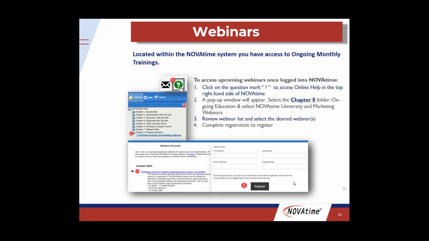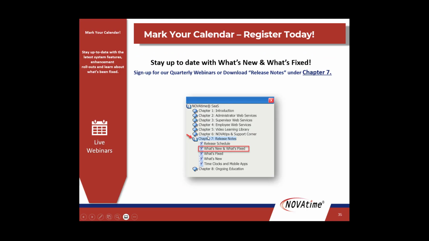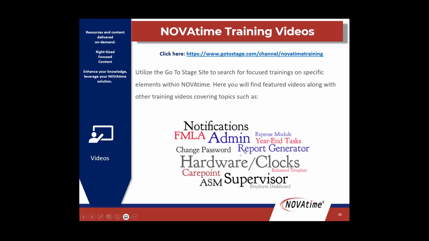Also, I'd like to highlight for those of you who are new that under online help, if you navigate over to Chapter 8, this is where our ongoing education lives. So this is where you can register for our upcoming webinars. Now, talking about upcoming webinars, on a quarterly basis, we have a What's New, What's Been Fixed webinar. Please make sure that you take the opportunity to register. That way you can see what new enhancements and what new features are available to you as our clients. If you've missed our previous webinars, please make sure that you visit Chapter 7 and retrieve those release notes.